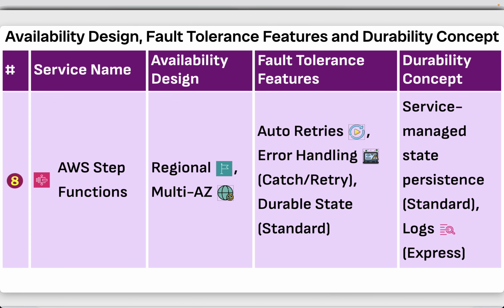AWS Step Functions is regional and multi-AZ. Fault tolerance includes auto retries and built-in error handling, catch and retry. Durability is provided by service-managed state persistence for standard workflows. Logs are the primary record for express workflows.